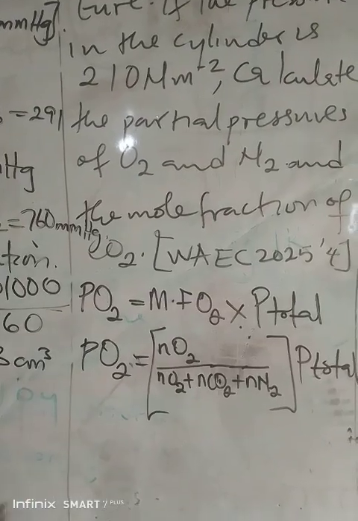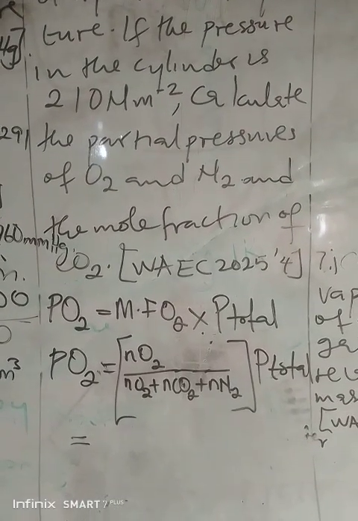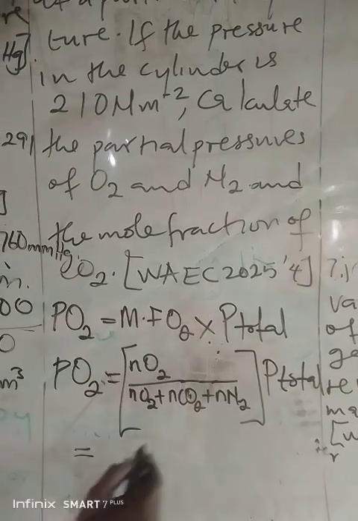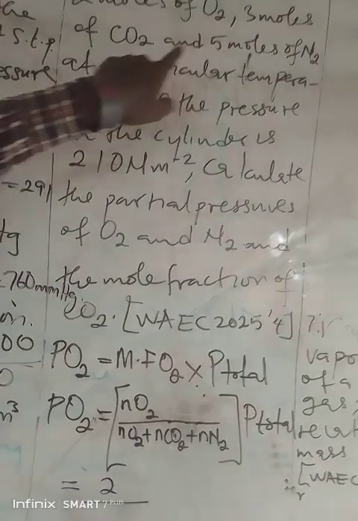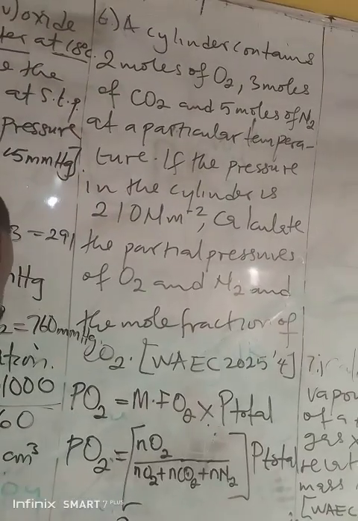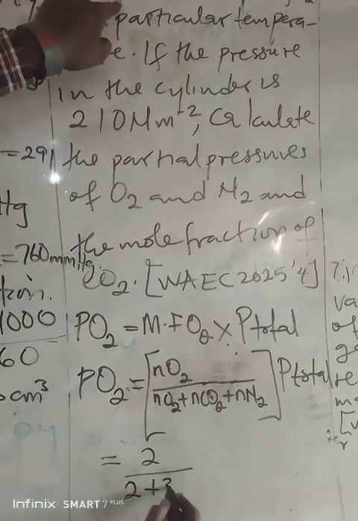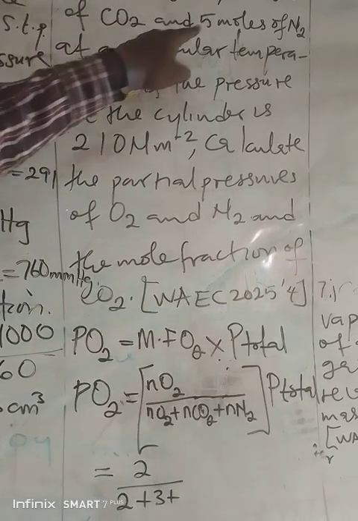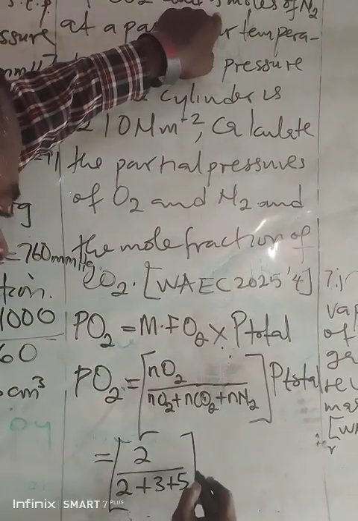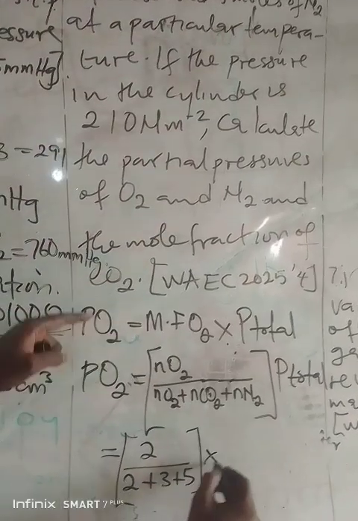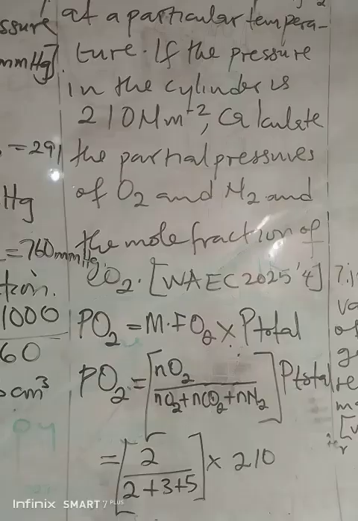So this will now give us, what is the number of moles of oxygen here? That's 2, Abi. I put 2 here. Over, the same oxygen, 2. What is the number of moles of CO2? 3. What is the number of moles of nitrogen? 5. Everything here, what is our P total? Times 210.